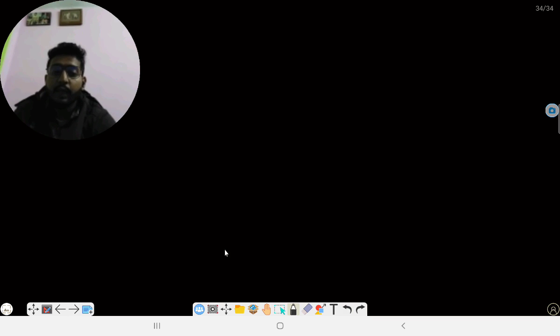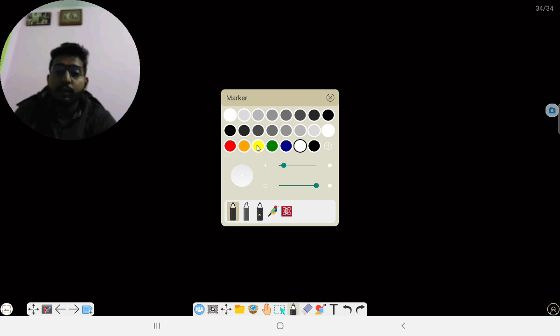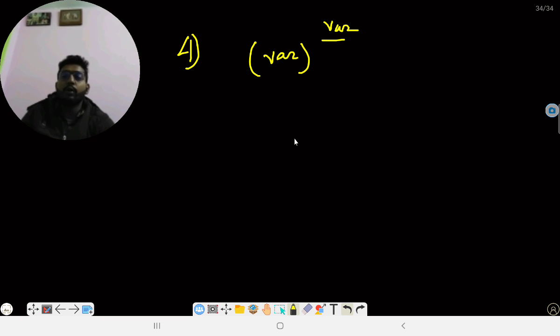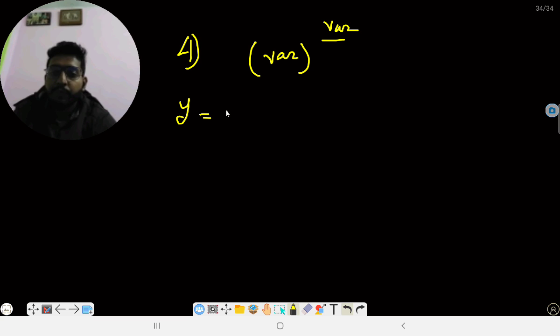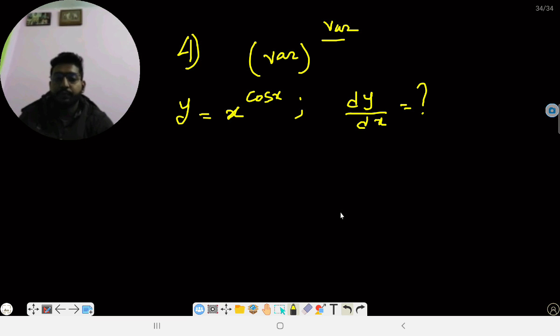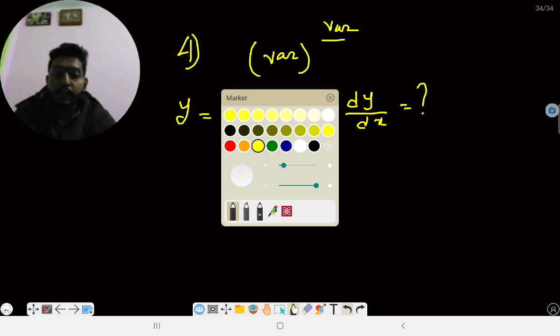Now next is question number 4. This is an important type also. This is a type of variable to the power variable. Whenever there is a variable to the power variable, how do we solve this type of problem? For example, suppose y equals x to the power cos x. How do we find the derivative of this one? How do we find dy/dx from here?